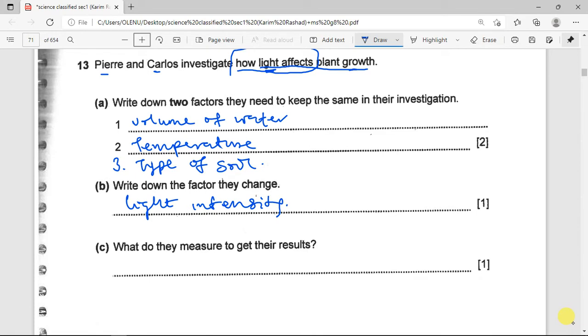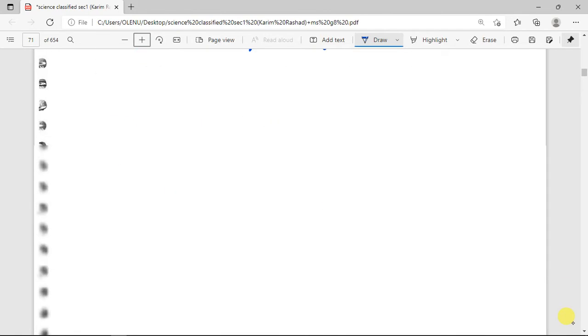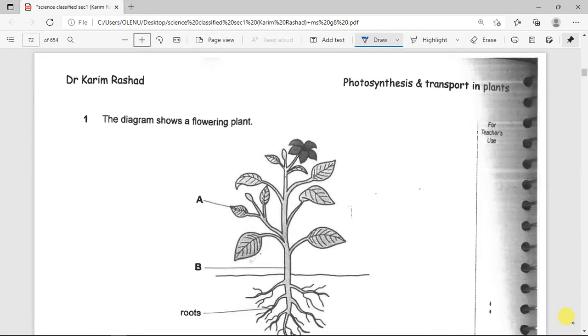Now what do they measure to get their result? In this experiment, you can measure the mass of the plant, the size of the plant, the height of the plant, or the length. Anyone goes.